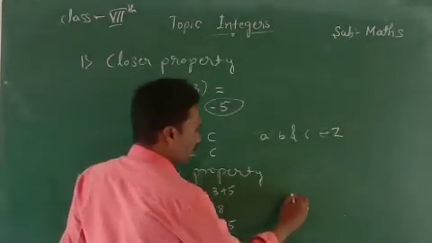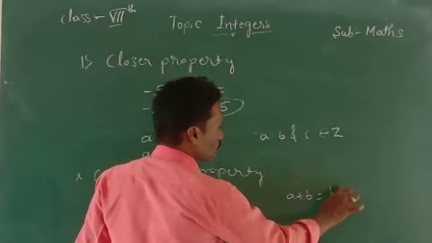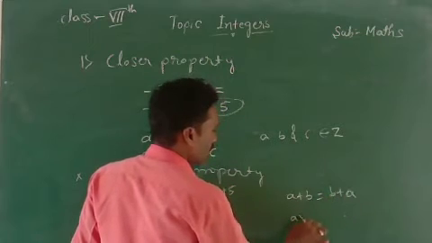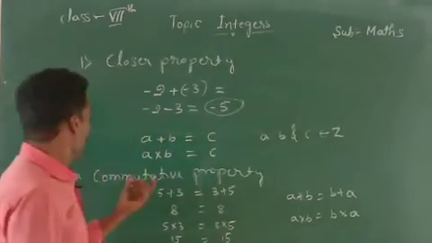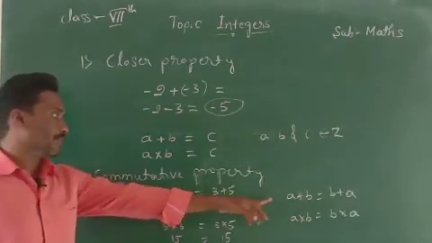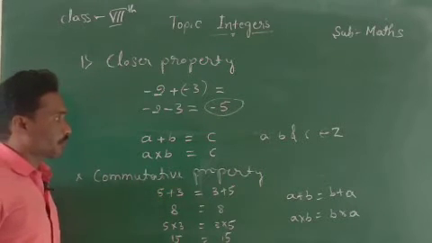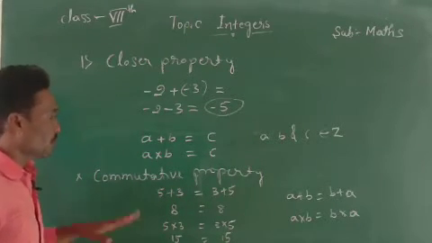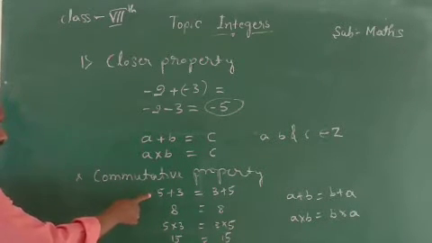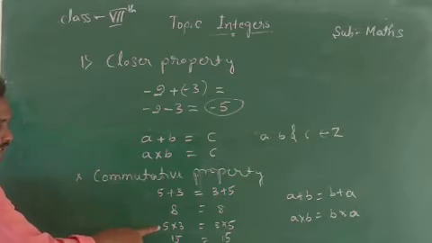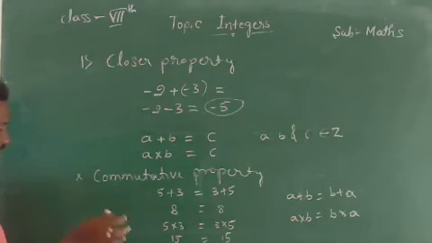The general form of the commutative property I will write: a plus b is equal to b plus a, or a into b is equal to b into a. This is the commutative property of addition and multiplication. You can ask me whether the commutative property is satisfied for subtraction. No. The commutative property of addition and multiplication will be satisfied, but the commutative property of subtraction will not be satisfied.